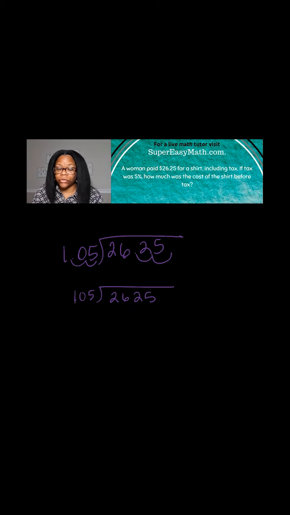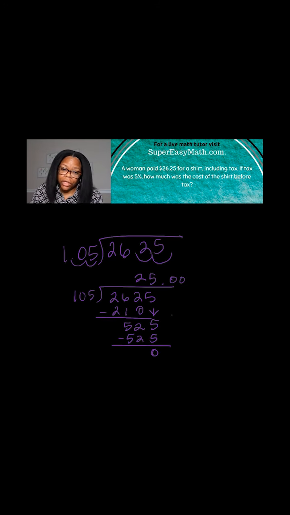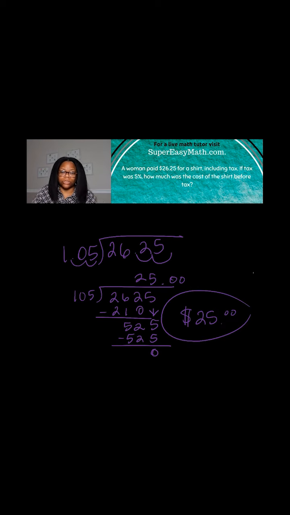So then I do long division and I get a 2 here, which is 210, and then I subtract and I get 52, and then I bring down the 5, and then I get a 5 here because it is 525. And I subtract and get 0. So this would be a decimal 0 at the end here. Well, I'm going to add 2 zeros because I know we're dealing with money, so it has to represent the change. So the original price of the shirt before the tax was added was $25.